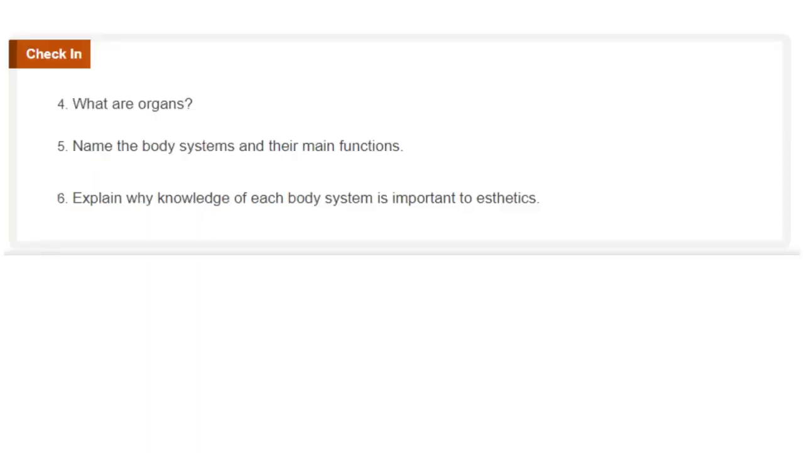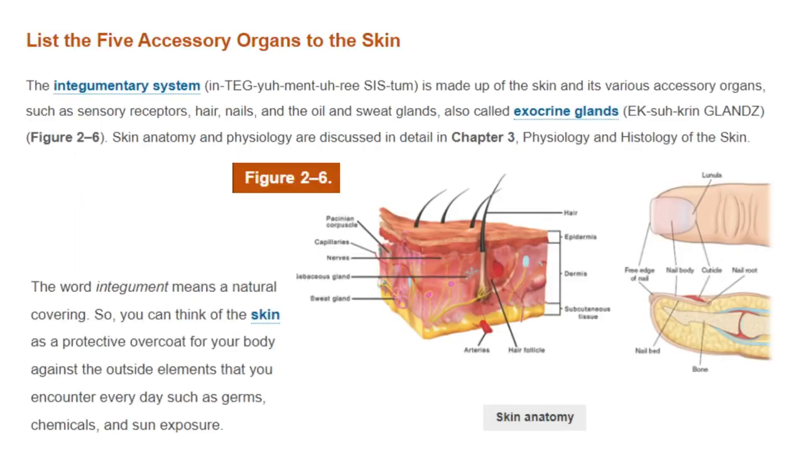Check in. What are organs? Name the body systems and their main functions. Explain why knowledge of each body system is important to aesthetics. List the 5 accessory organs to the skin.